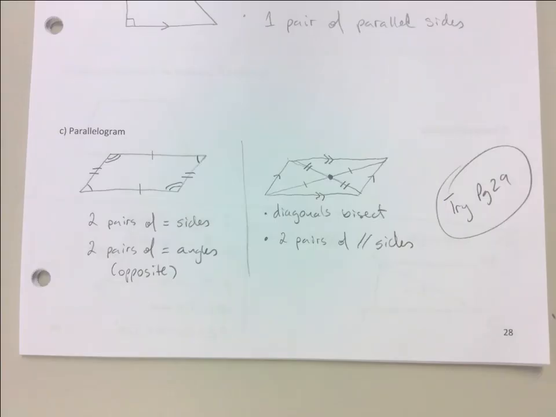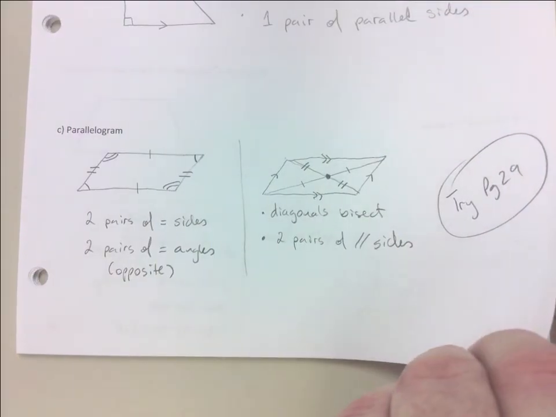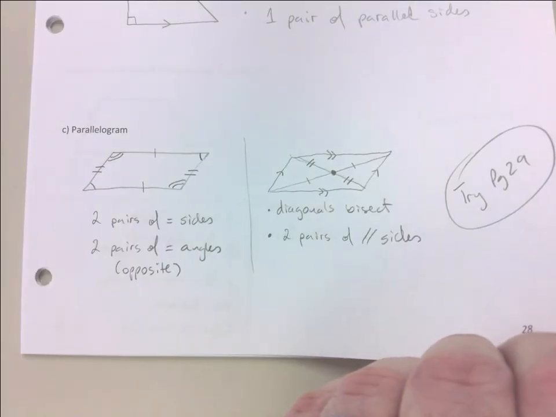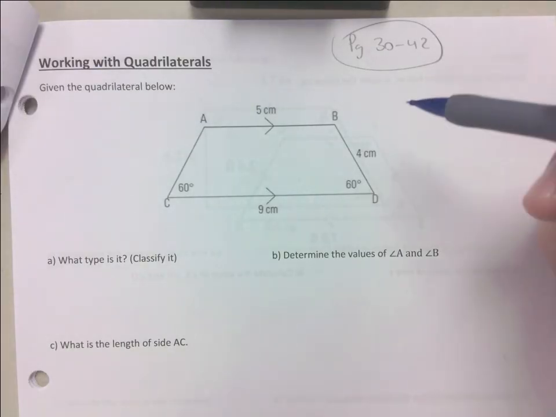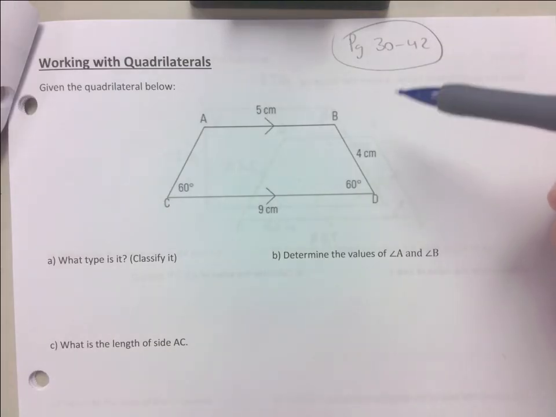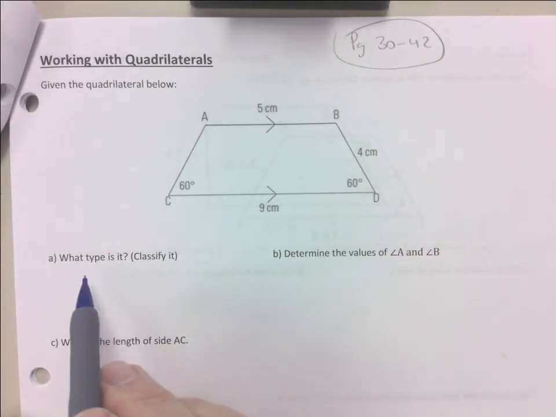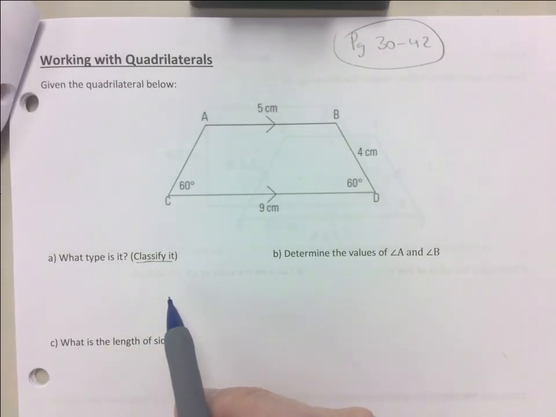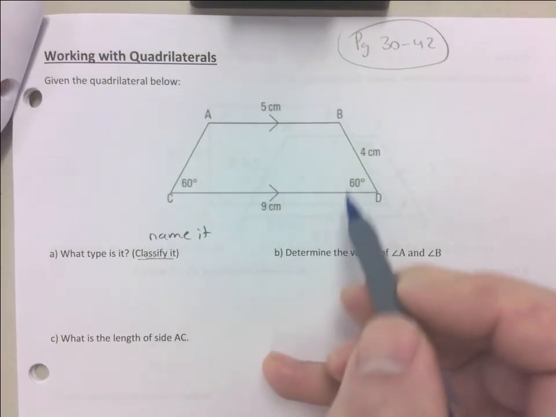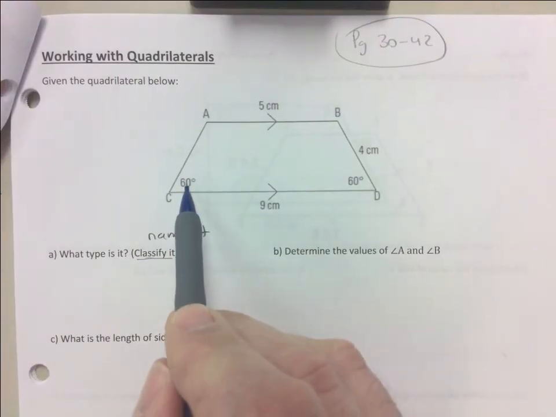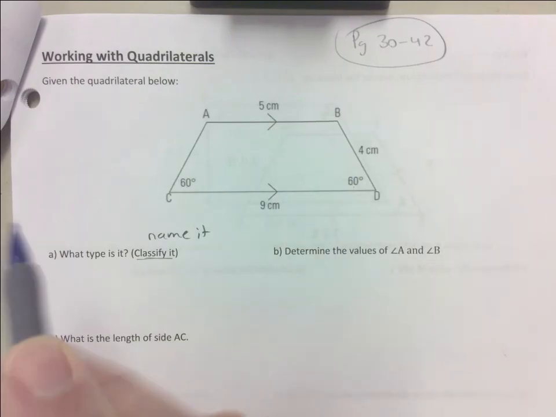All right. Okay. I'm going to just do a couple here. Go to page 30. Given the quadrilateral below, which is a four-sided shape, it's asking what type is it, classify it. Classifying means name it, okay? Please don't leave it blank when it says classifying. So you should recognize that this is a trapezoid of some sort. Because these base angles being the same, it's an isosceles trapezoid.